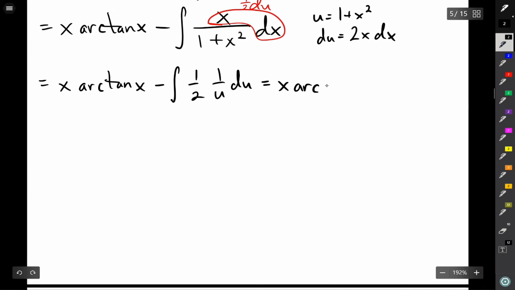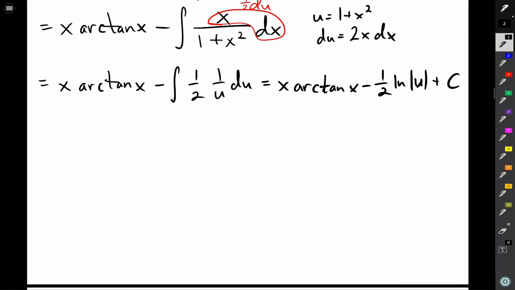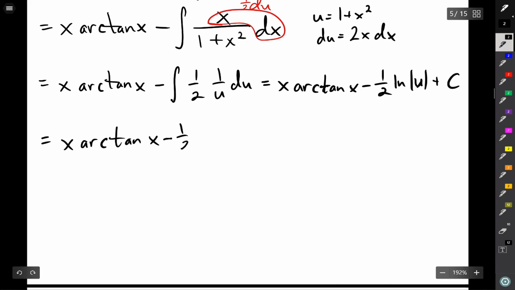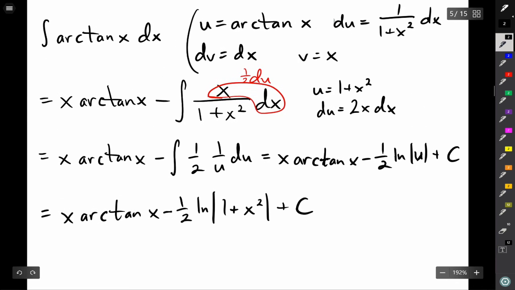x arctan of x minus 1/2 ln absolute value of u plus c. So now all we have to do is swap everything from u back to x. So x arctangent of x, I keep forgetting the t here, minus 1/2 ln of 1 plus x squared plus c. And that's it. That's the integral of arctangent.